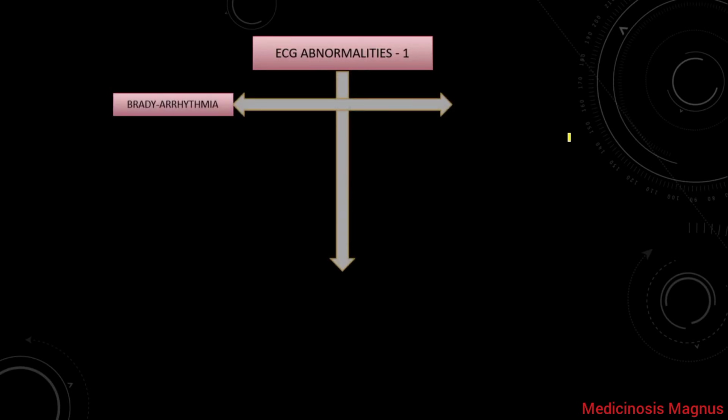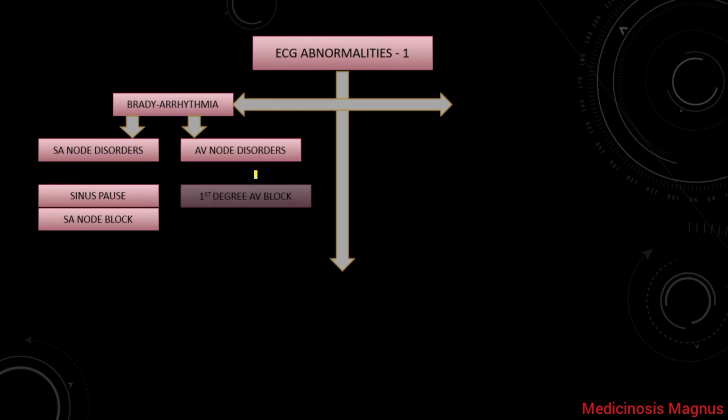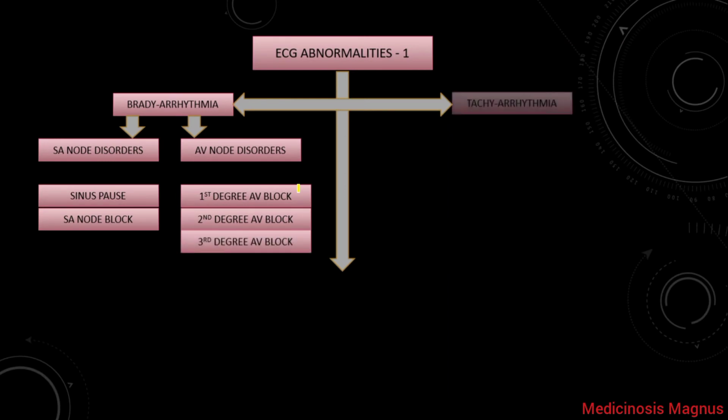Now first I have grouped the ECG abnormalities into two parts, part 1 and part 2. In the part 1 we would be seeing about bradyarrhythmias, that is the SA node disorders and the AV node disorders. The SA node disorders are mainly sinus pause and the SA nodal block. The AV nodal disorders are the heart blocks, that is first degree, second degree and the third degree heart blocks.